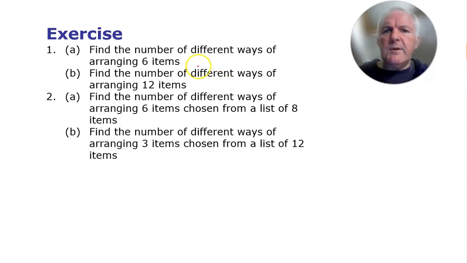How many different ways of arranging 6 items, etc. Look, you might want to pause the video. I'm just going to do them, but if you pause the video, then you can check your answers against mine afterwards. So anyway, I've got 6 items, so that's 6 factorial. That's 720.